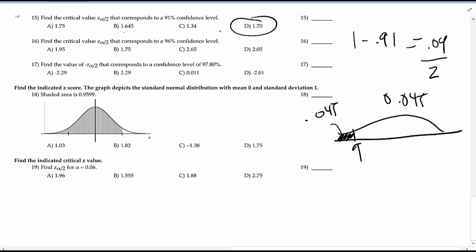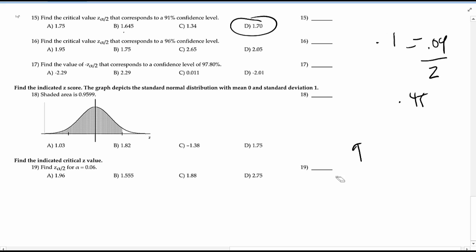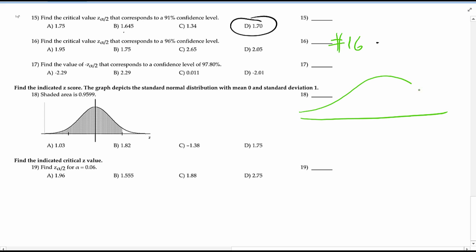Find the critical value that corresponds. Let's do number 16. All right. So in number 16, we want to find the critical value. In other words, if we were to do a 96% confidence interval, what are going to be these critical values? So again, we find this area right here, which is 1 minus 0.96 divided by 2. That will be 0.02.